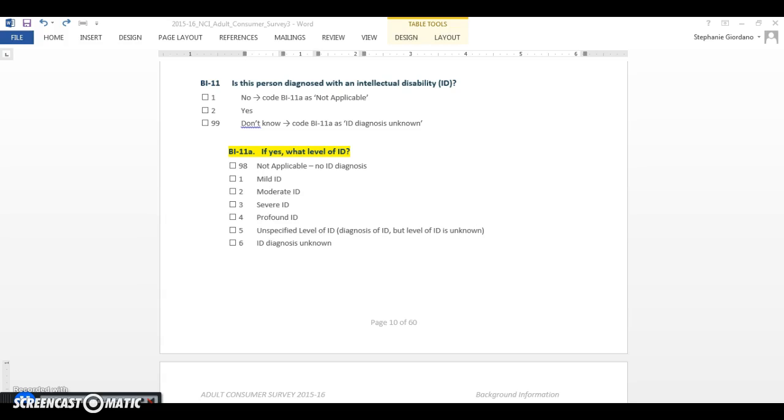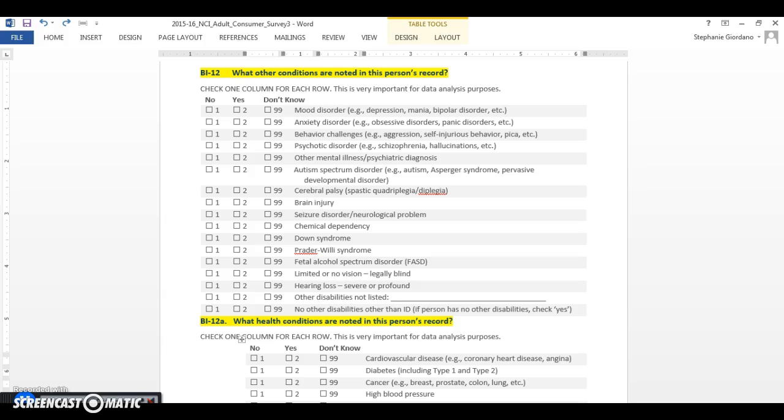It's important to note here that those questions that are highlighted in yellow are used for risk adjustment purposes in data analysis and reporting of consumer survey outcomes, and so accuracy for these questions is of particular importance. These next questions ask about other conditions that are noted in the person's record, and here we are looking for conditions that have been diagnosed by a medical practitioner. For each of these conditions, we have a no, yes, and don't know response, and ask that a response is checked off for each of the conditions listed below.